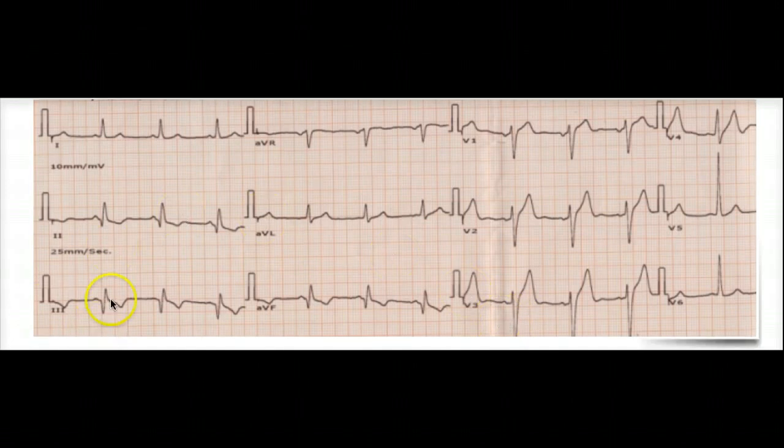Yes, we do. Look at this lead, lead 3. What is lead 3? This is one of the limb leads, right? Look, the Q wave is almost as big as the R wave. And it should not be this way, because the Q wave should be really small. But here we can see that the negative deflection is as big as the positive deflection. So this is definitely a Q wave. This is an old infarct again.